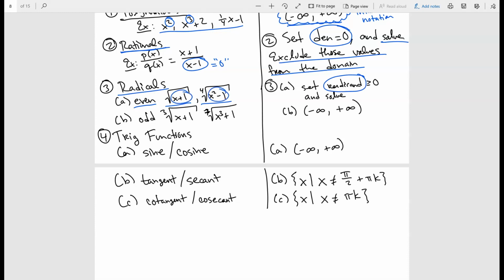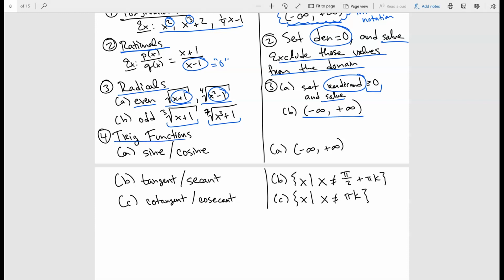Why greater than or equal to 0? Because a radical can be positive or it can be 0. Then you're going to solve it, and that's going to be your answer. Odd radicals, those are cube roots, 5th roots, 7th roots. It's really, really easy. It's just all real numbers. You can plug in any number, positive or negative, and you're always going to have something in the domain.